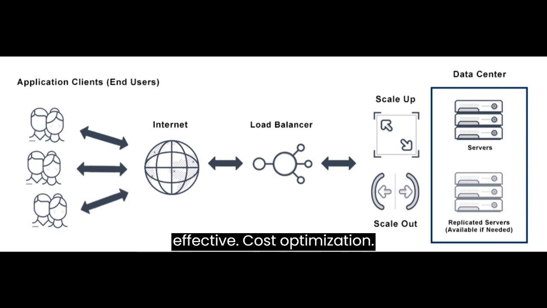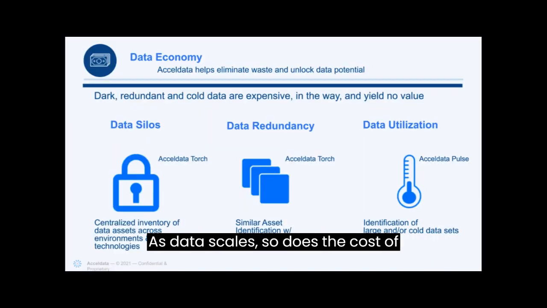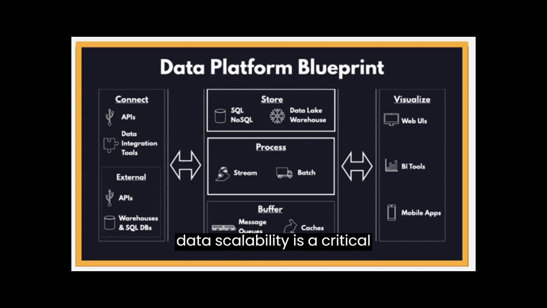Cost optimization. As data scales, so does the cost of storage and processing. It's important to continuously optimize costs by using data lifecycle management strategies, such as data archiving and tiered storage, to reduce unnecessary expenses. In conclusion, data scalability is a critical consideration in data engineering to ensure that systems can handle the ever-increasing volumes of data efficiently and effectively. It requires a combination of architectural choices, technology selection, and best practices to build scalable data solutions that meet the evolving needs of an organization.